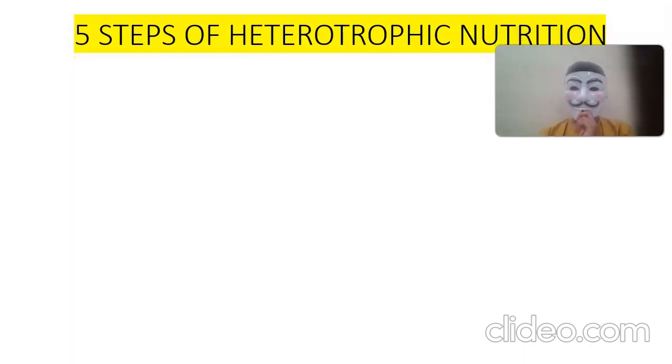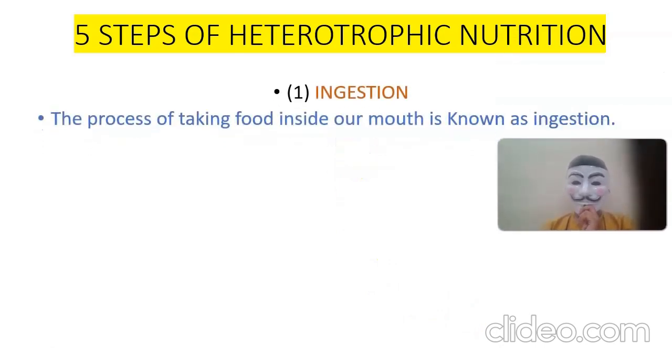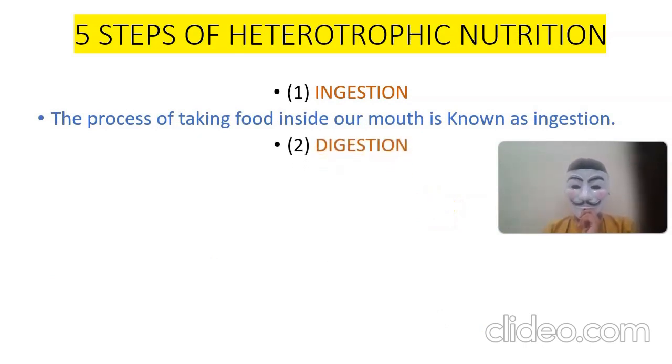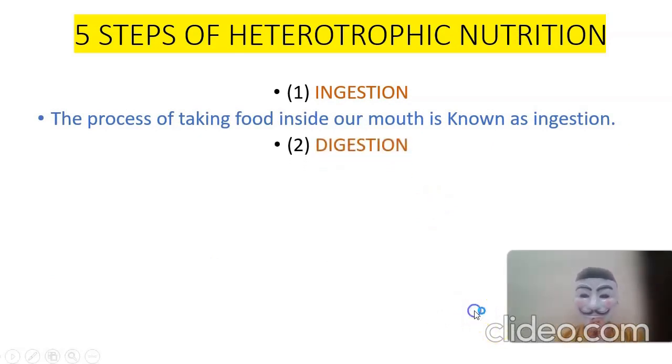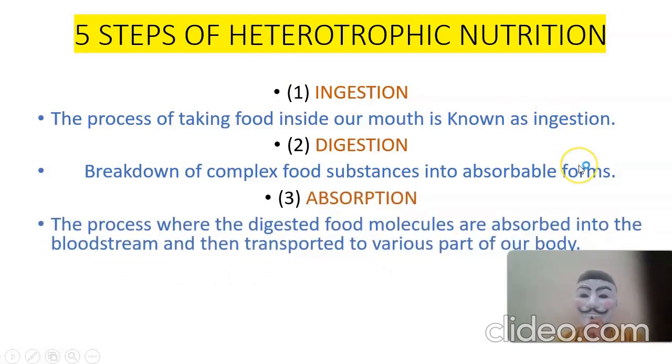5 steps of heterotrophic nutrition. Ingestion: the process of taking food inside our mouth is known as ingestion. Digestion: the process in which there is breakdown of complex food substances into absorbable form, like big substances into small substances. Absorption: the process where the digested food molecules are absorbed into the bloodstream and then transported to various parts of our body.